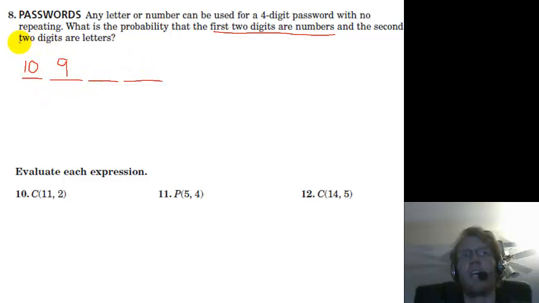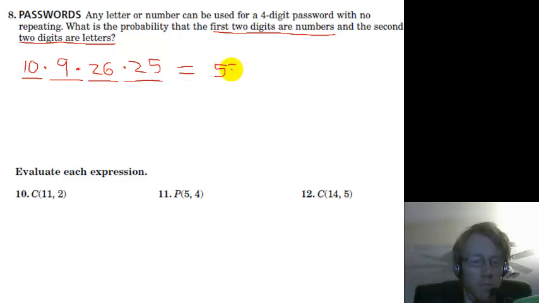Then the last 2 digits have to be letters. So the first one, there's 26 letters to pick from, so there's 26 options. And then the last one right here, once you've used one of the letters, there's only 25 letters left again, because it says no repeating. So if you think about it like this, you're not really using the combinations and permutations formulas per se, but you can get to the answer much more quickly. So if we multiply this out, 10 times 9 times 26 times 25, we get 58,500.